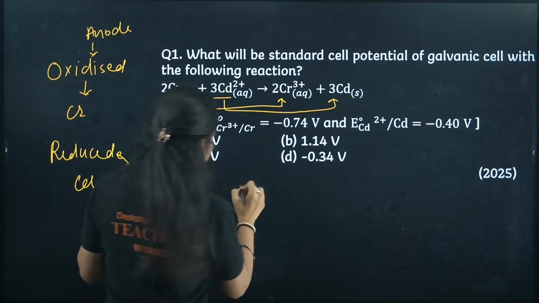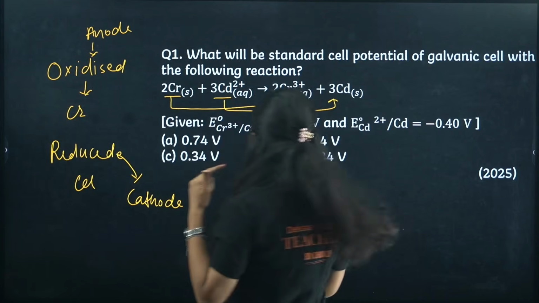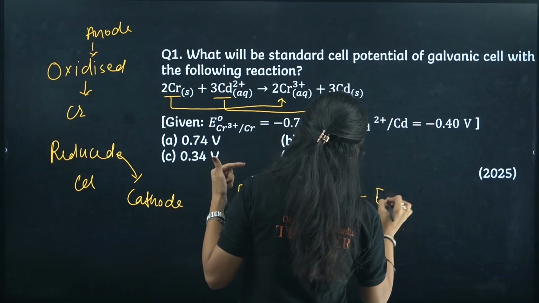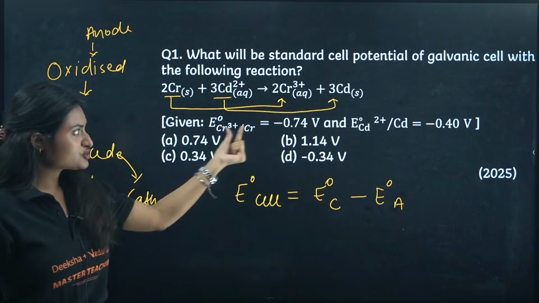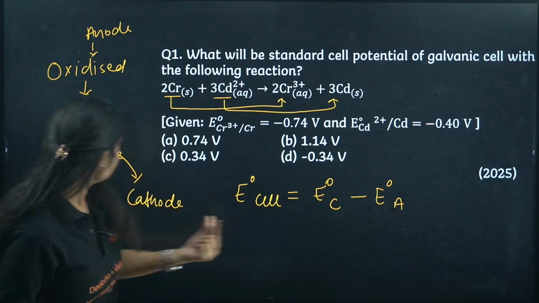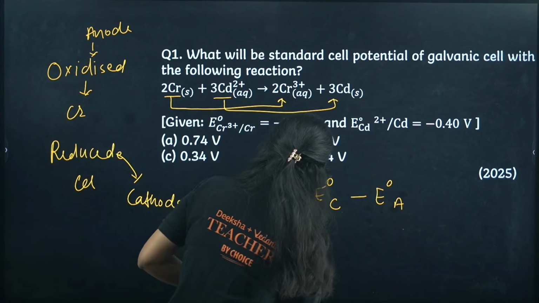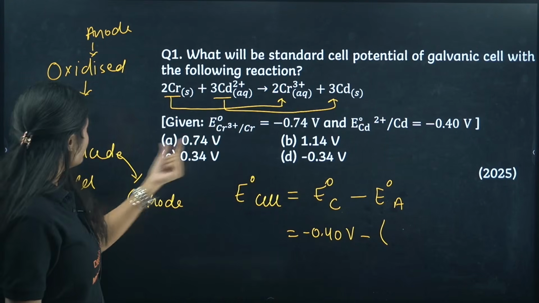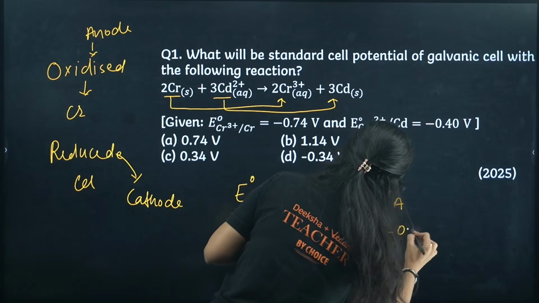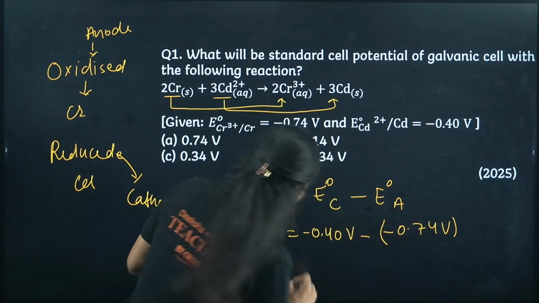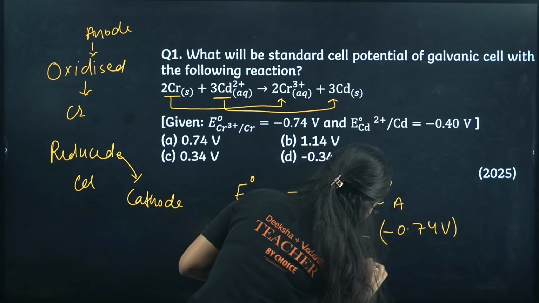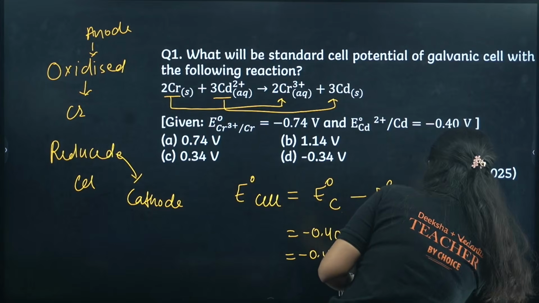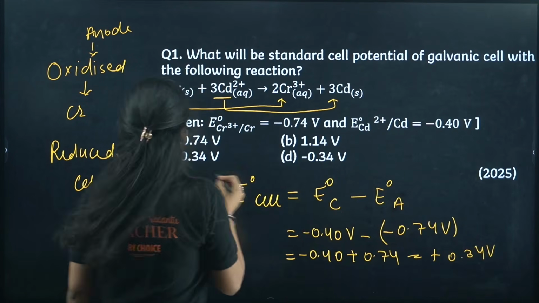You need to calculate the E0 cell. This calculation you should do in your head. E0 cell will be E0 cathode minus E0 anode. Both the reduction potentials are given. Cathode is cadmium, so the value is minus 0.40 volt, minus the value for anode, chromium, which is minus 0.74 volt. If I calculate it, the answer comes out to be minus 0.40 plus 0.74, which is plus 0.34 volt.